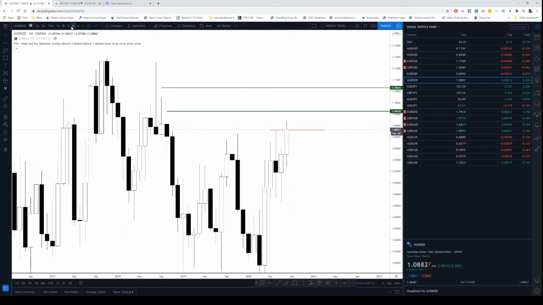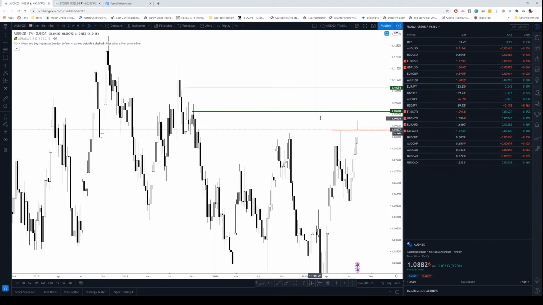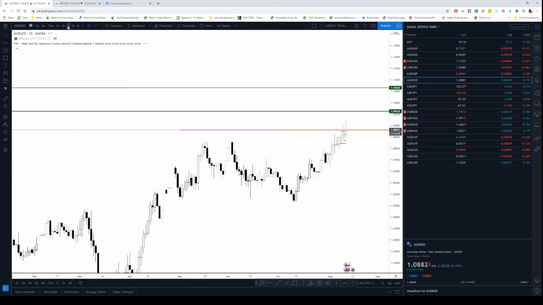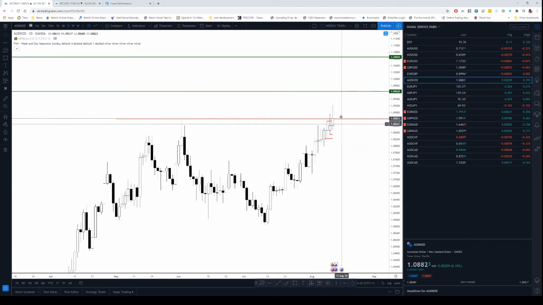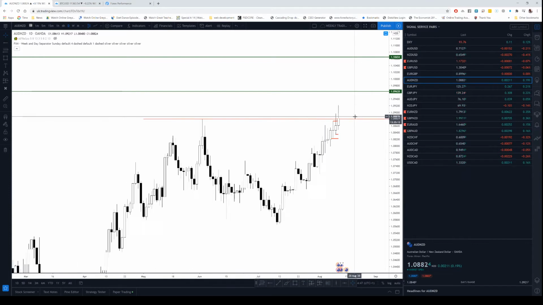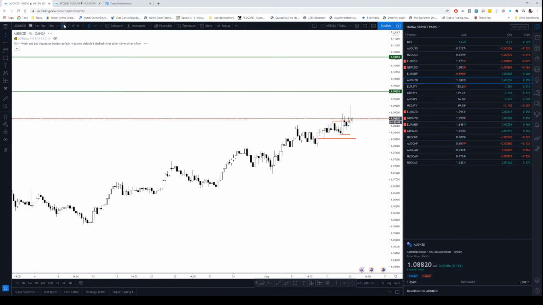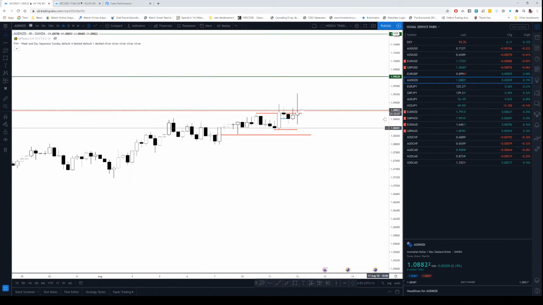So going into maybe next week, that will be our target, right? If we do manage to stay above this high. If we don't, then that's a completely different scenario, okay? But we need to stay above this high. So let's see if we can stay above that high, and if we do, then we'll be looking for long on the 4-hour to take us to that level.